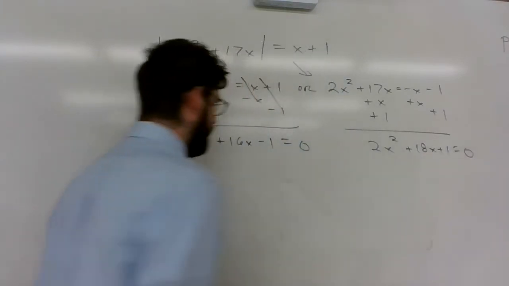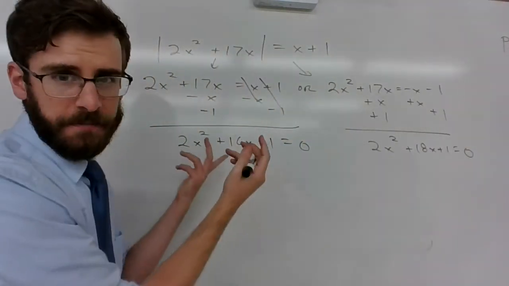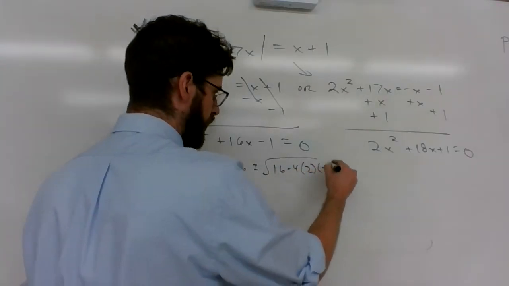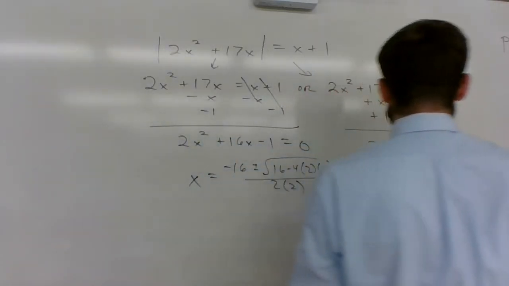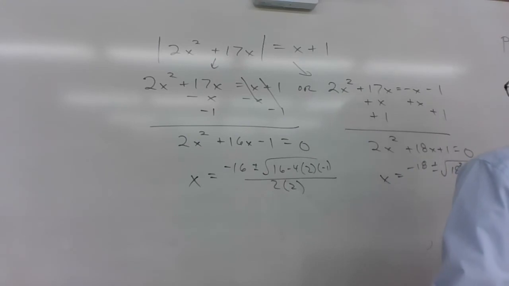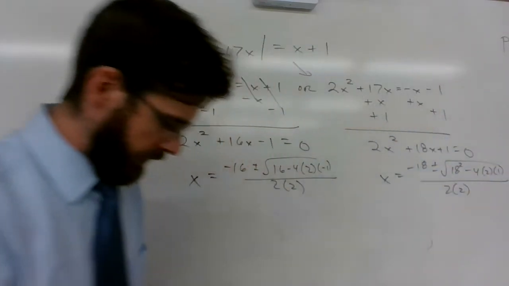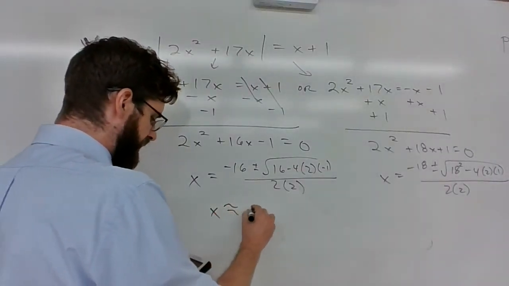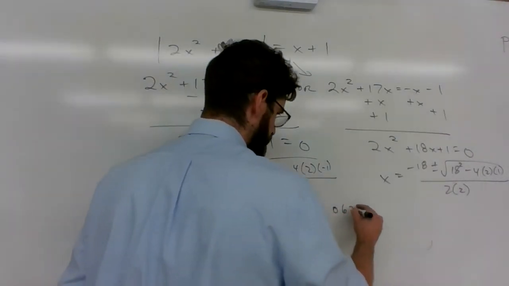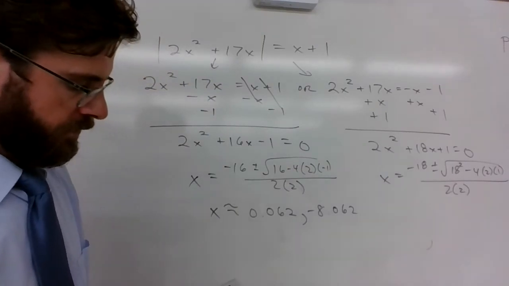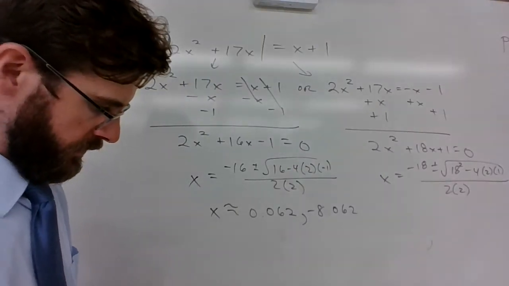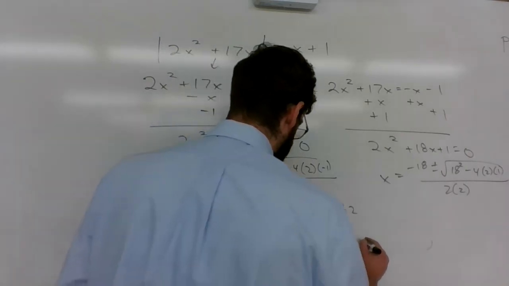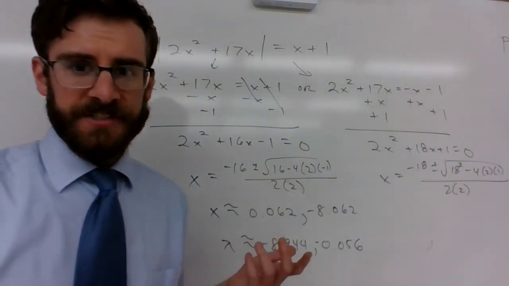I mean, just eyeballing this right now, there's no 2 factors of negative 2 that give us 16, all right? So plugging it into the quadratic formula, negative 16 plus or minus the square root of 16 squared minus 4 times 2 times negative 1 all over 2 times 2. You do the same thing for the one over there. All right, I'm going to check them. So the first one gives us x is approximately 0.062 and negative 8.062. This one over here gives us approximately negative 8.944 and negative 0.056.